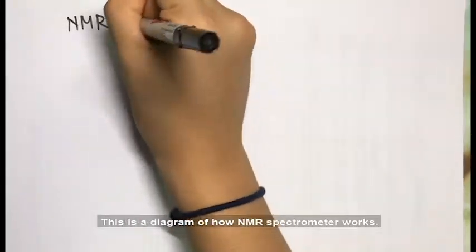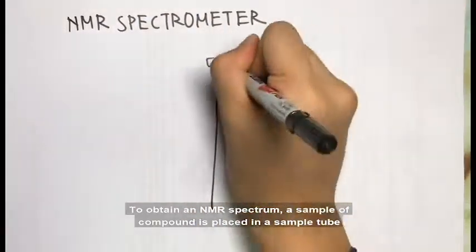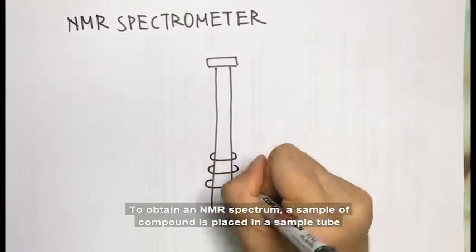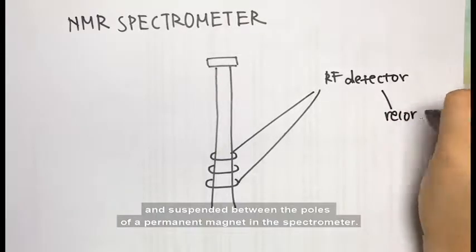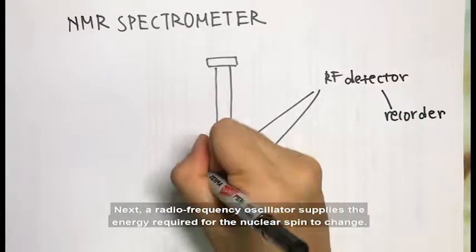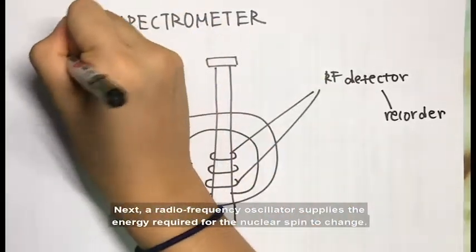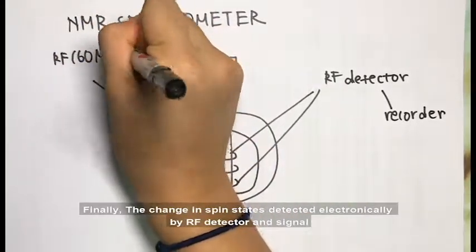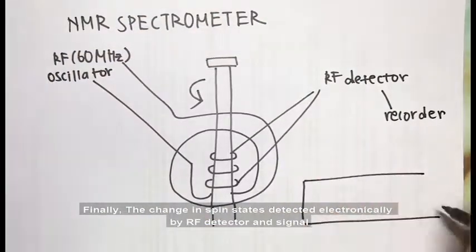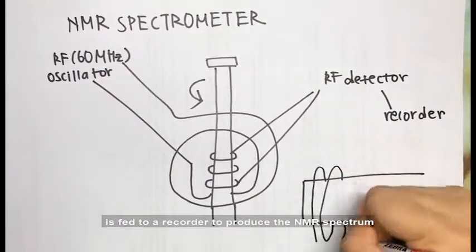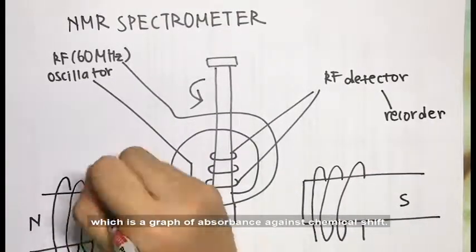This is a diagram of how an NMR spectrometer works. To obtain an NMR spectrum, a sample of compound is placed in a sample tube and suspended between the poles of a permanent magnet in the spectrometer. Next, a radio frequency oscillator supplies the energy required for the nuclear spin to change. Finally, the change in spin states is detected electronically by an RF detector and the signal is fed to a recorder to produce the NMR spectrum, which is a graph of absorbance against chemical shift.